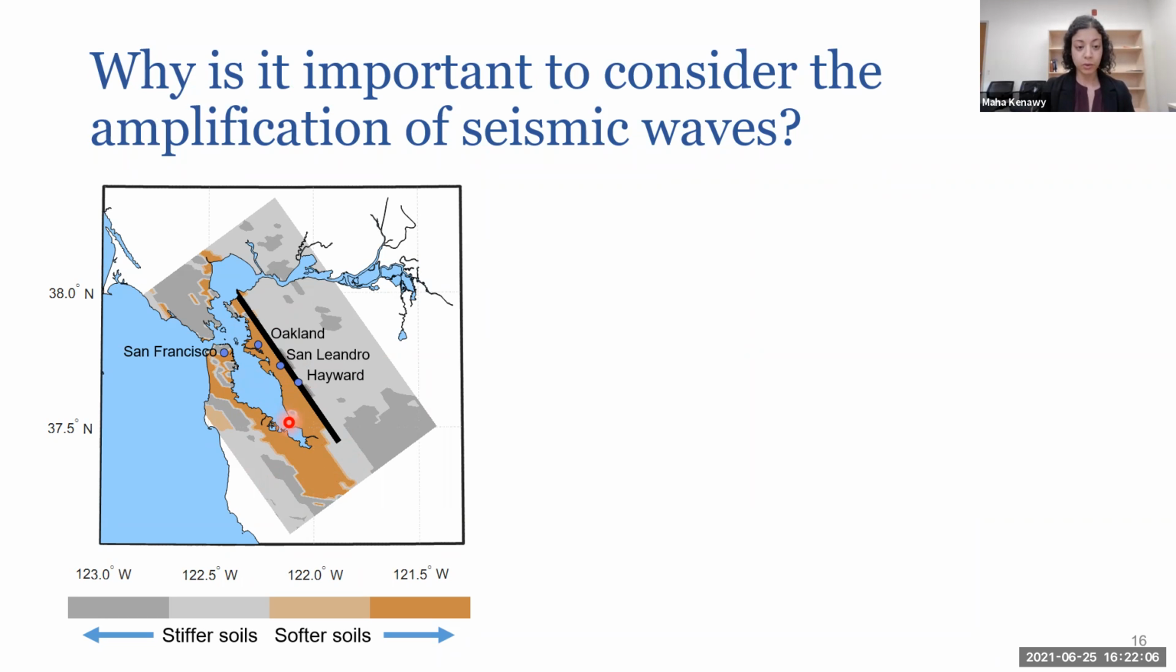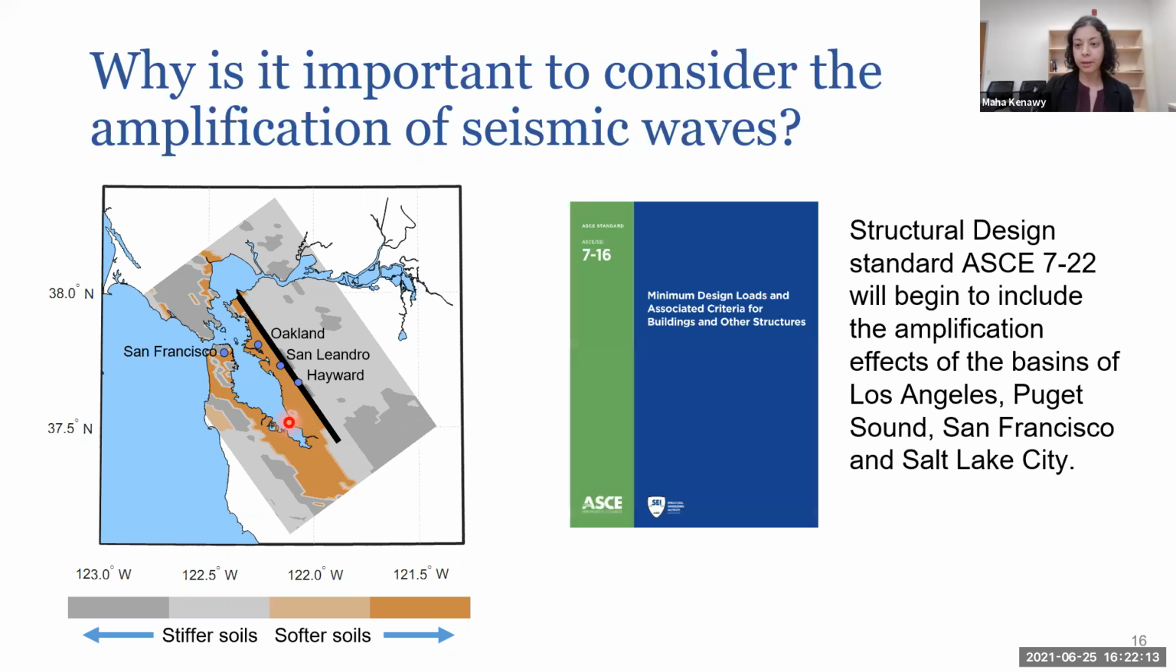So it's important to understand that. Do we account for that as structural engineers? Well, not really well. But we're starting to think about that, and we're starting to think about this amplification and how to incorporate it into our structural design standards. So the ASCE 7 2022, coming out in 2022, will begin to include the amplification effects of the basin of San Francisco and also the basins of LA, the Puget Sound, up in the Pacific Northwest, and Salt Lake City.